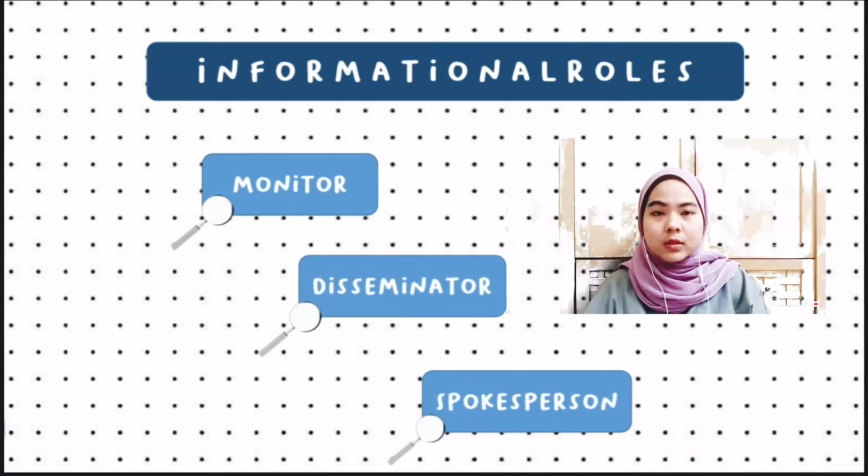Informational roles. The managerial roles in this category involve processing information. For these roles, there are 3 important roles as well, which is monitor, disseminator, and spokesperson. For monitor, in this role, manager regularly seek out information related to the organization and industry, looking for relevant changes in the environment. Manager also monitor their team in terms of both their productivity and well-being.